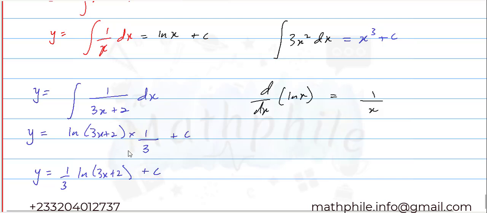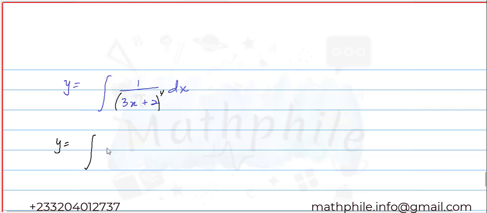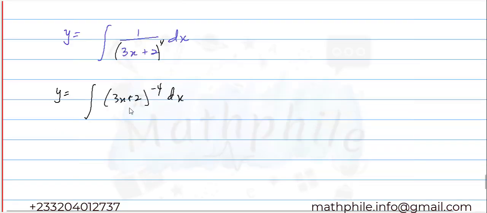So you should look out for the patterns. Once you can spot this pattern, we know that that is going to be a logarithmic function. So assuming again the same question, let me copy this one to the next page. Assuming this question wasn't this way, but instead it was raised to the power 4, then we would have written this as the integral of 3x plus 2 raised to the power negative 4 dx. Then we integrate from there, where we add 1 to the exponent.